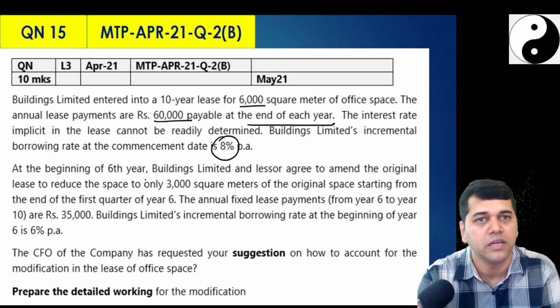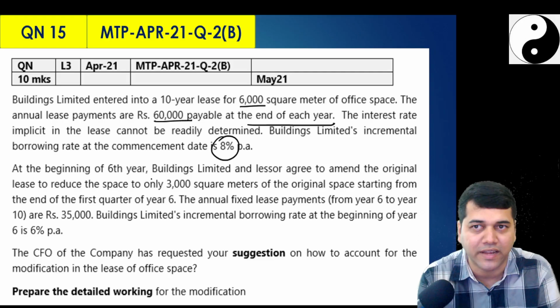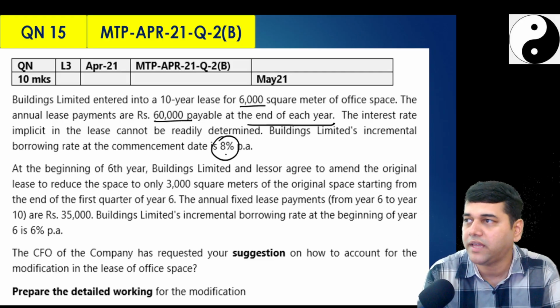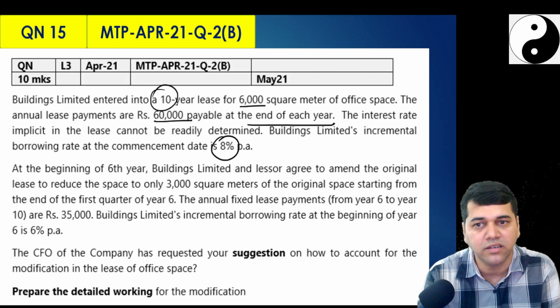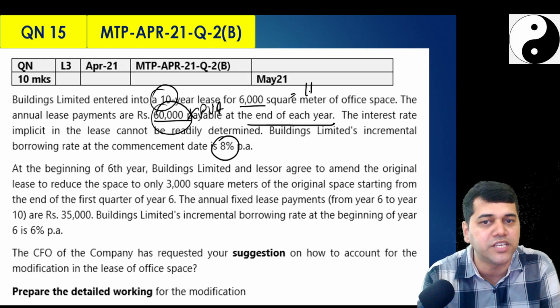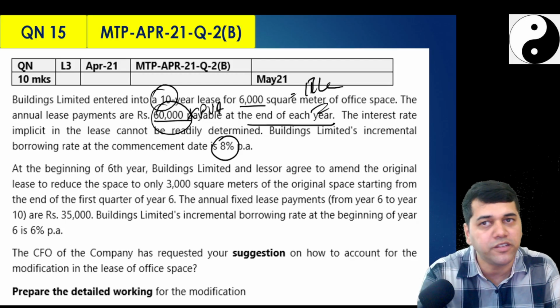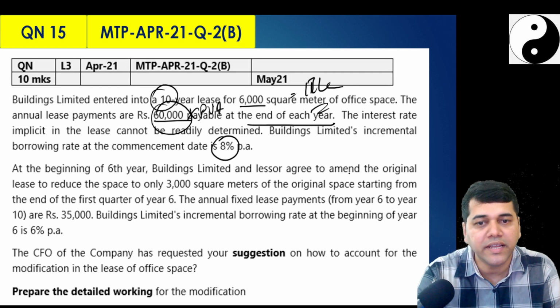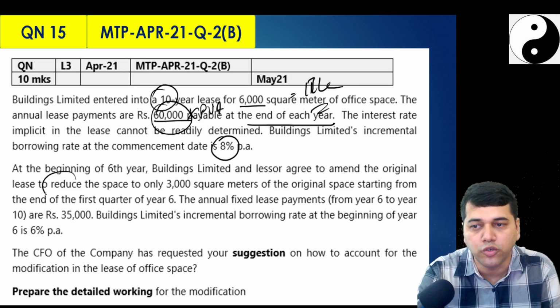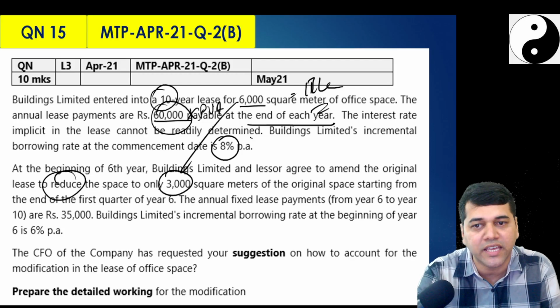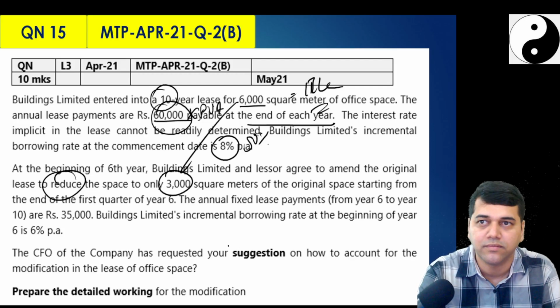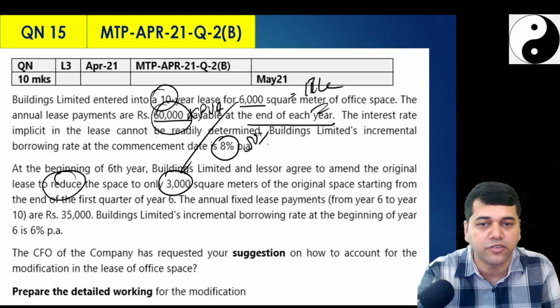So first step, calculate the present value annuity factor of 8% for 10 years. Multiply the present value annuity factor with 60,000, you get the initial lease liability. At the beginning of the 6th year, that means 5 years finished, Building and the lessor agreed to amend the lease to reduce the space to 3,000. Again, they gave you 50% reduction of the original space starting from the end of the first quarter.